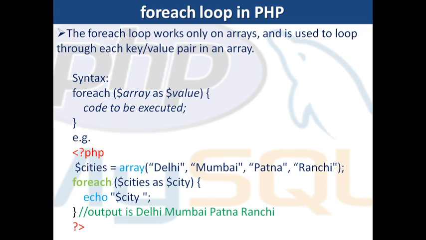For example, PHP cities. Here we have defined an array cities, which has 4 cities: Delhi, Mumbai, Patna, and Ranchi, and we are running a for each loop on this cities array. So $cities as $city, echo $city. The output should be: in the first iteration it runs for Delhi, in the second for Mumbai, in the third for Patna, in the fourth for Ranchi. So the output should be Delhi, Mumbai, Patna, Ranchi. So let us see it on the browser.